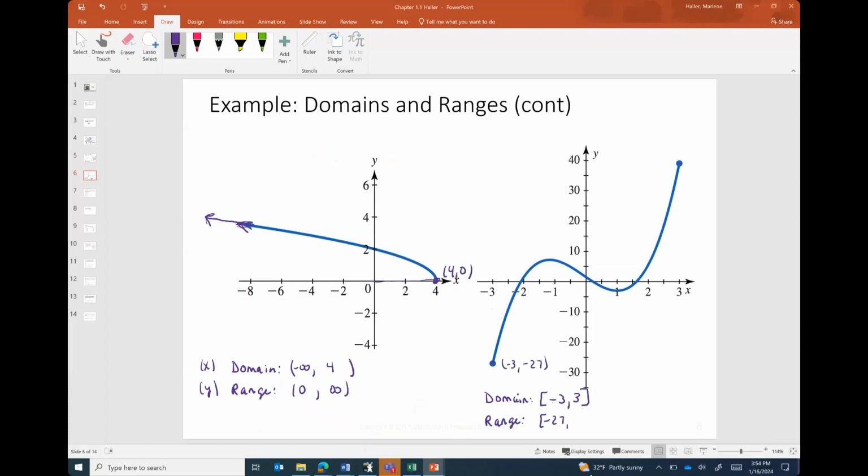The highest point, or the largest y, is up here. I don't know. Let's estimate that as 40. Okay, so the largest y then is going to be 40.